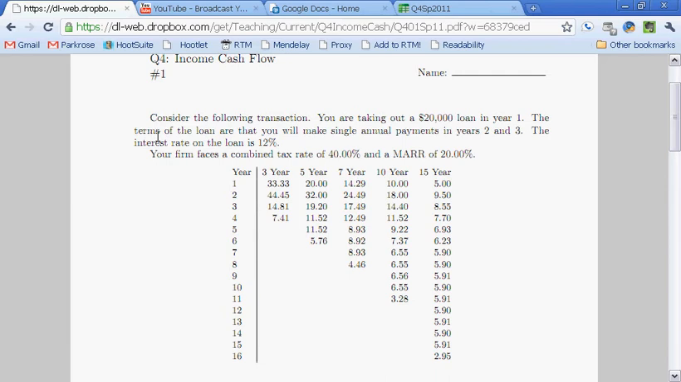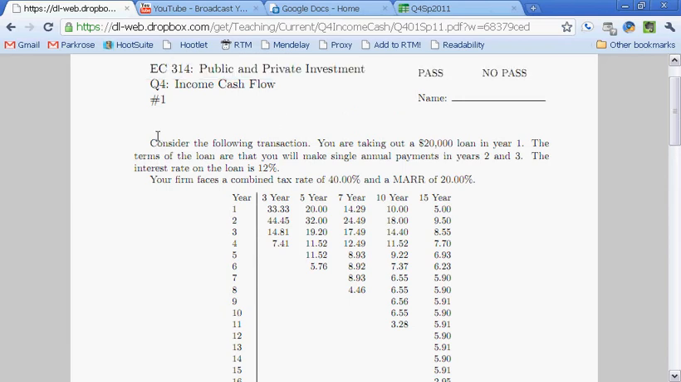The first one is a loan, and it's designed to be a simple loan. It says that you're taking a $20,000 loan in year 1, so you're getting a bunch of cash then. And it says that you're going to make a single payment in year 2 and a single payment in year 3. This saves you from having to figure out all the interest payments and all the principal payments for 12 within a year. So it's nice and simple.